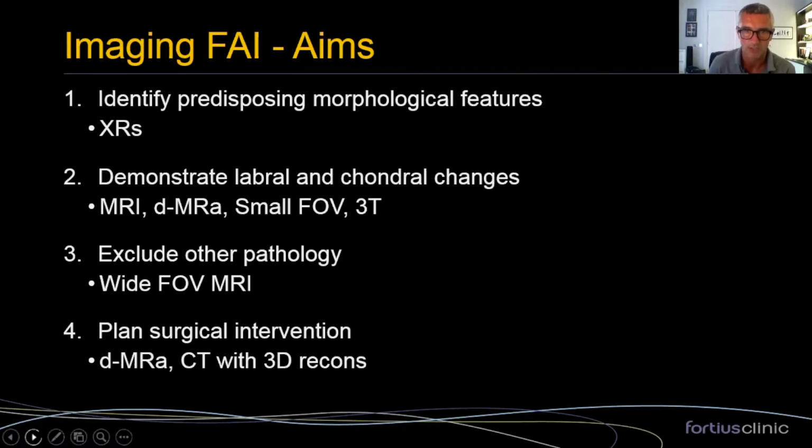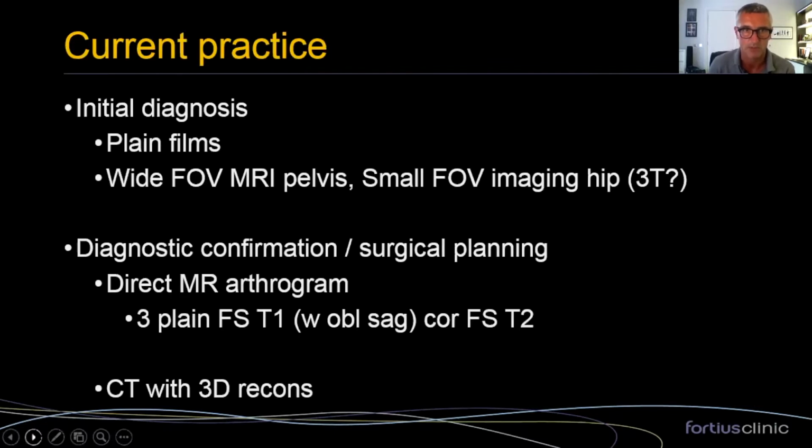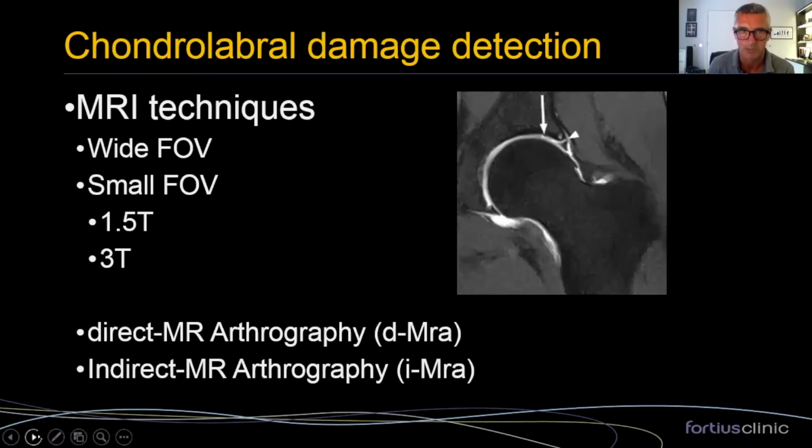CT and 3D reconstructions really follow on after the MRI in most cases. So in current practice, we start with a plain film and then typically move on to a plain MRI. I have to say, as 3T scanners are increasing in prevalence across the country, we're doing less and less arthrography. In the Birmingham hip unit, they're hardly doing any arthrograms. So I think that's a reflection of my own practice. So let's see how we go.